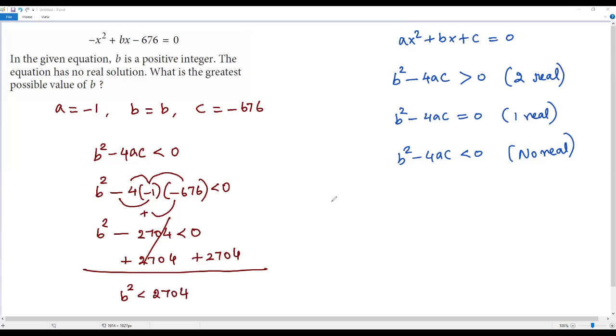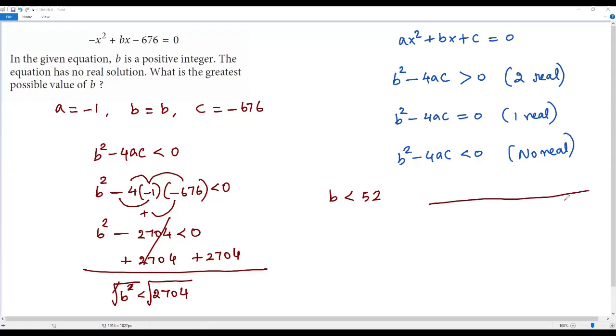Now, to get rid of this square, I'm taking the square root on both sides. When I take the square root on both sides, the square root and square cancel out. I'm getting b less than the square root of 2704, which is 52. Usually when we take the square root on both sides, we consider a positive or negative sign. Here I don't, I just take the positive square root, because b is a positive integer. If I took the negative square root, b would be a negative integer, which I cannot consider for b. Anyway, I got the value of b as an inequality, that is b has to be less than 52.